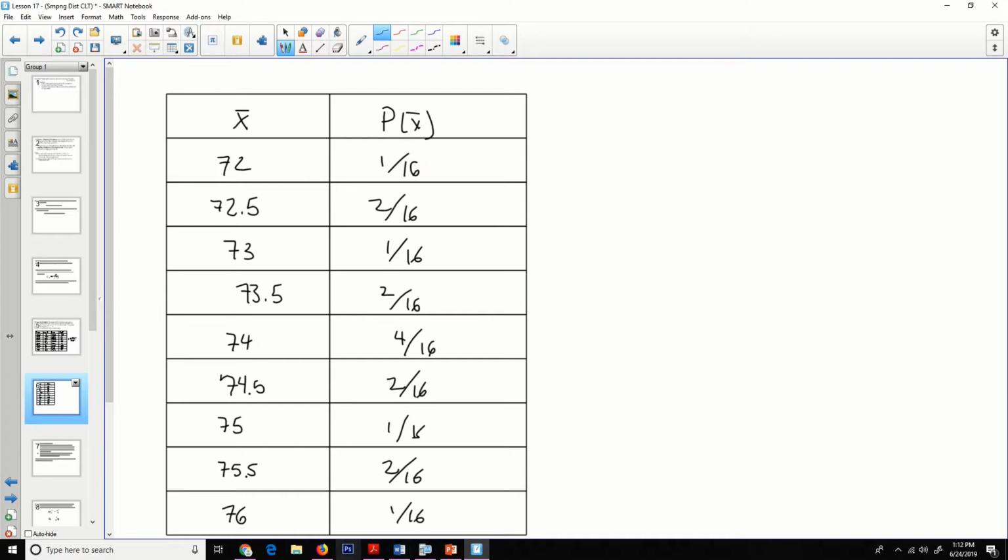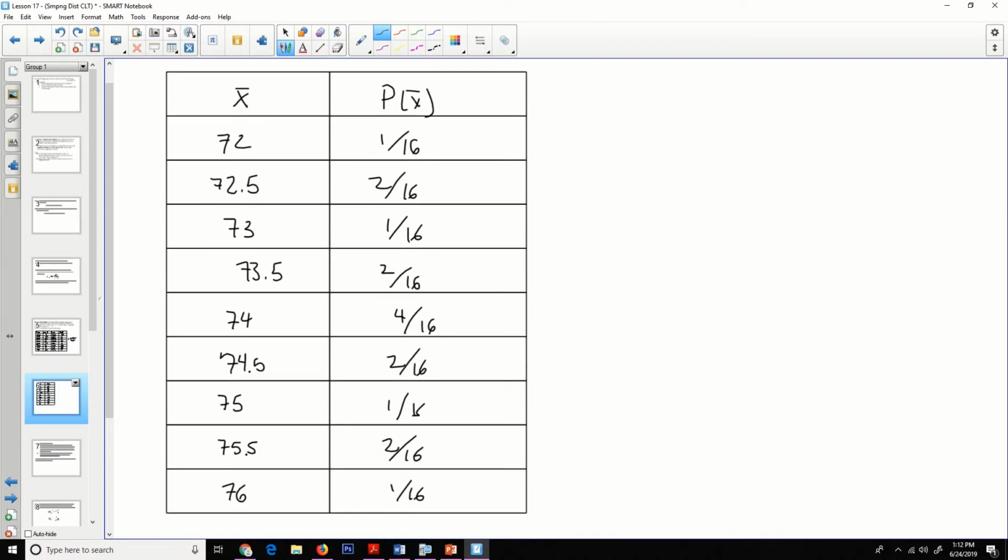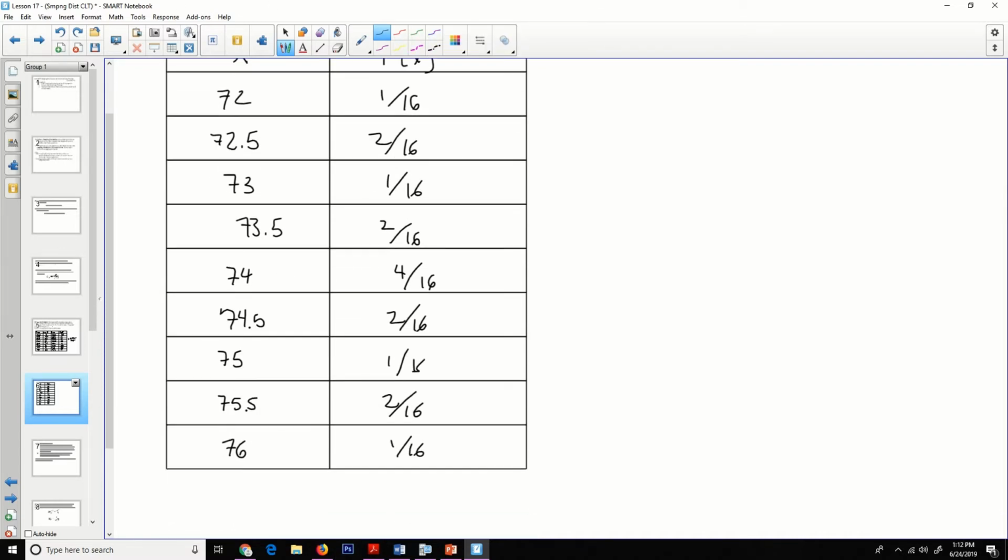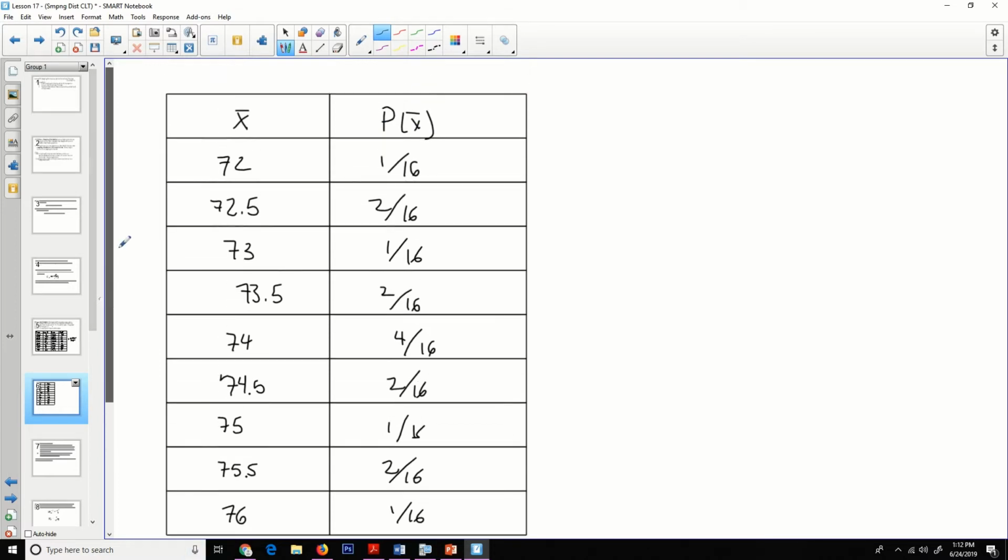And that's how I get those probabilities. All right, so just a couple of quick notes just to review. The mean of the sampling distribution is equal to the mean of the population. And to find the standard deviation of the population, we need to find the sum of squares. So here's what we want to do.